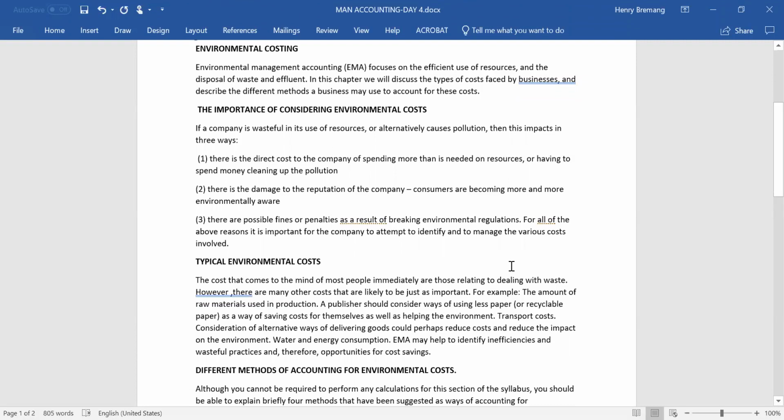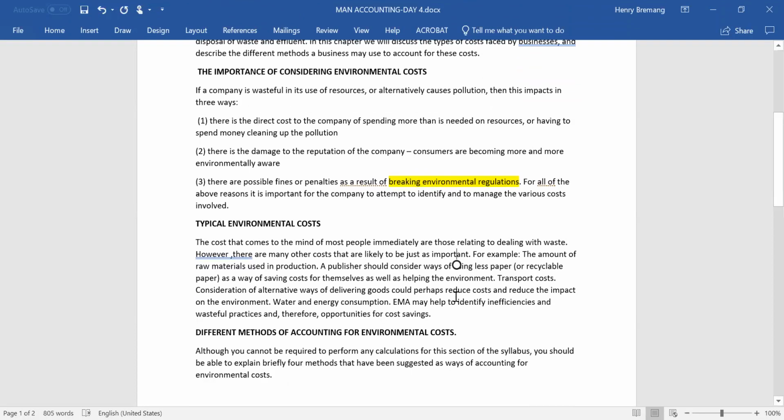And the last perspective is that there might be an issue of environmental regulations which will force us to look at environmental costing. So, notwithstanding these issues, these points can also be conditions that will require environmental costing.